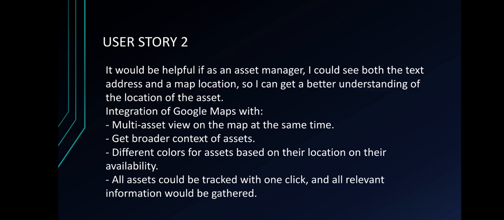Here's user story 2. It would be helpful if, as an asset manager, I could see both the text address and a map location so I can get a better understanding of the location of the asset. For this purpose, we have integrated Google Maps with multi-asset view on the map at the same time, to get broader context of assets, with different colors for assets based on their availability. All assets could be tracked with one click and all relevant information would be gathered. This is the main purpose of user story 2, to get the map location so we can track it in real time.